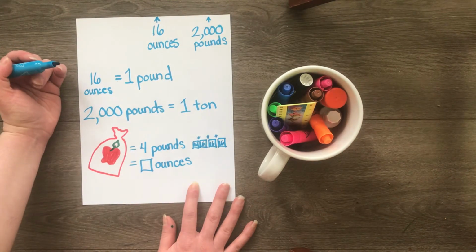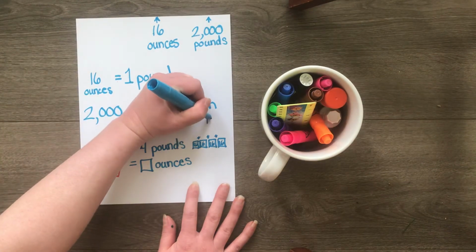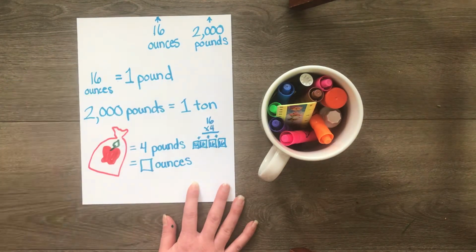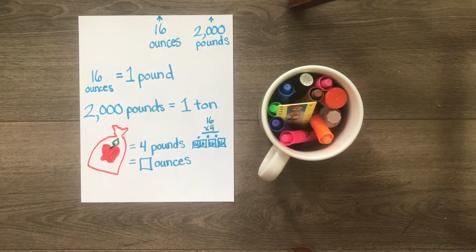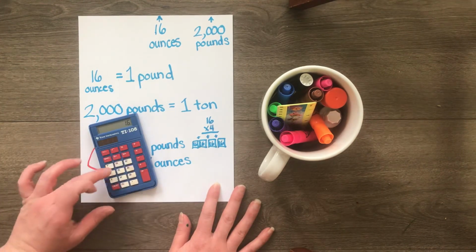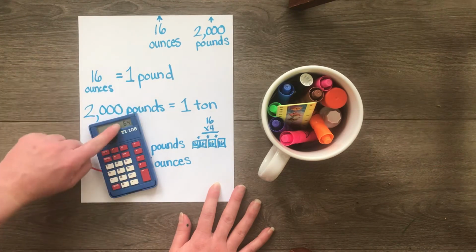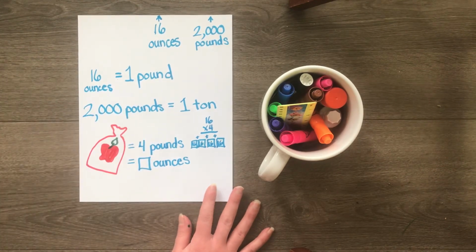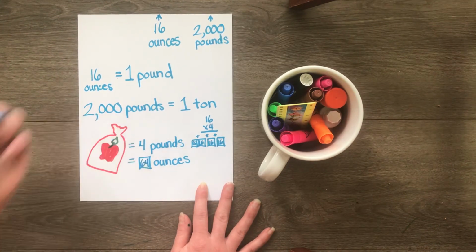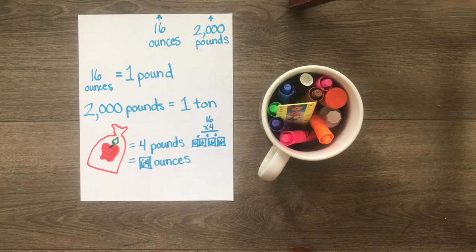And remember, multiplication is a shortcut for addition. So I could multiply 16 times 4. Oh, and guess what? Remember that calculator I said we could use? All right, let's get it out. 16 times 4, what does that equal? It equals 64. So 4 pounds is equal to 64 ounces. Pretty cool, right?